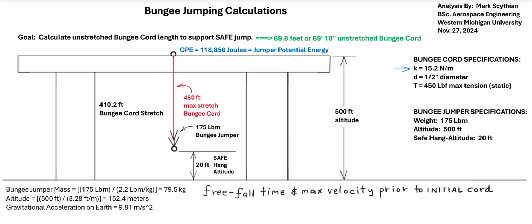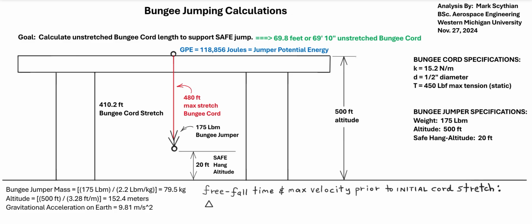So next we have the free fall time and maximum velocity prior to initial cord stretch. There will be some free fall time involved, and that is a vertical distance equal to the unstretched bungee cord. So we can use delta D sub Y, the vertical distance with respect to free fall, which is equal to 1/2 GT squared.